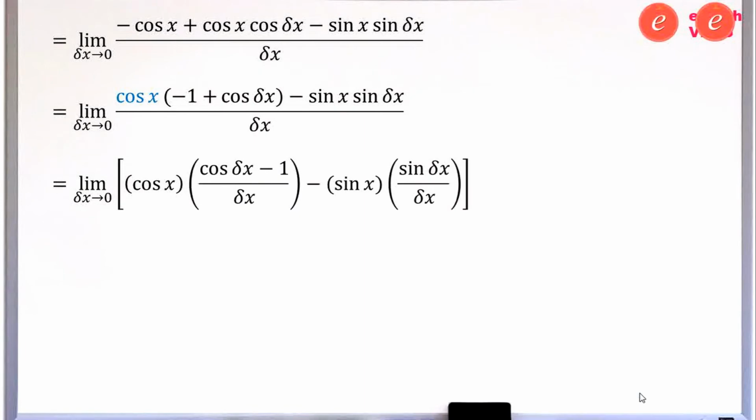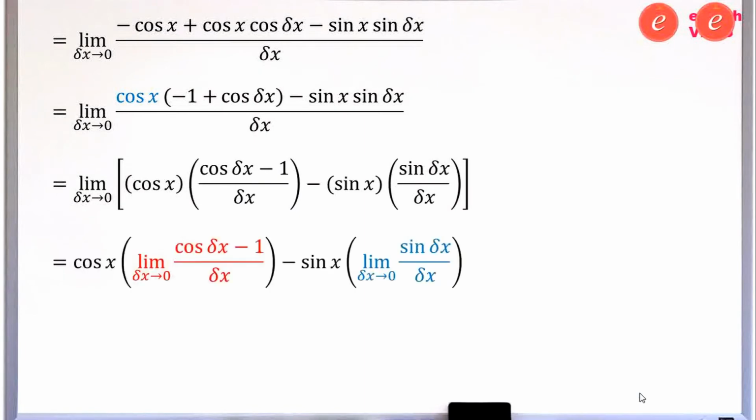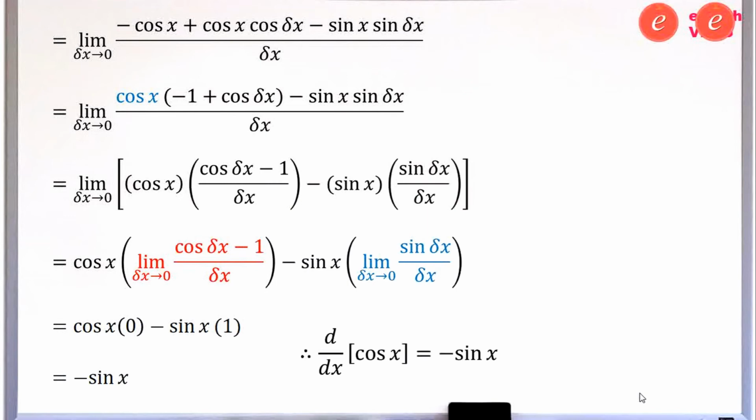Same as just now, we will take out cos x and sin x as constant multiples. Then we will take the limit of delta x approaching 0. We will meet our two friends again. Red color is 0, blue color is 1. So we'll have cos x times 0 minus sin x times 1, which equals negative sin x. Therefore, the derivative of cos x equals negative sin x. Proven.